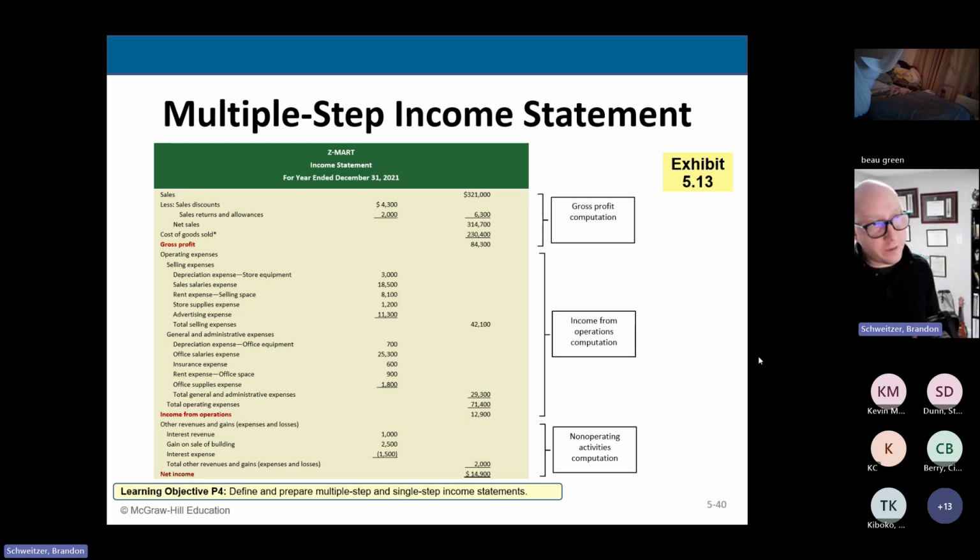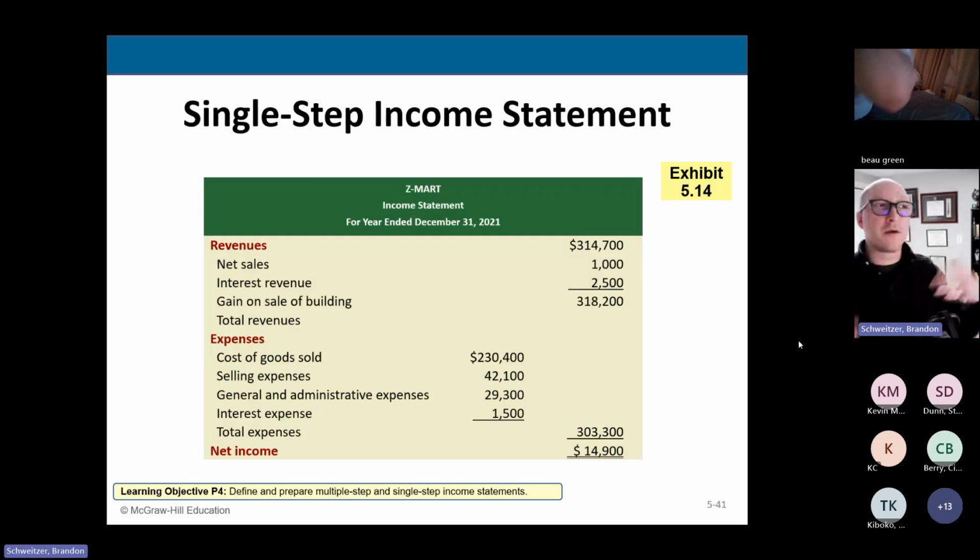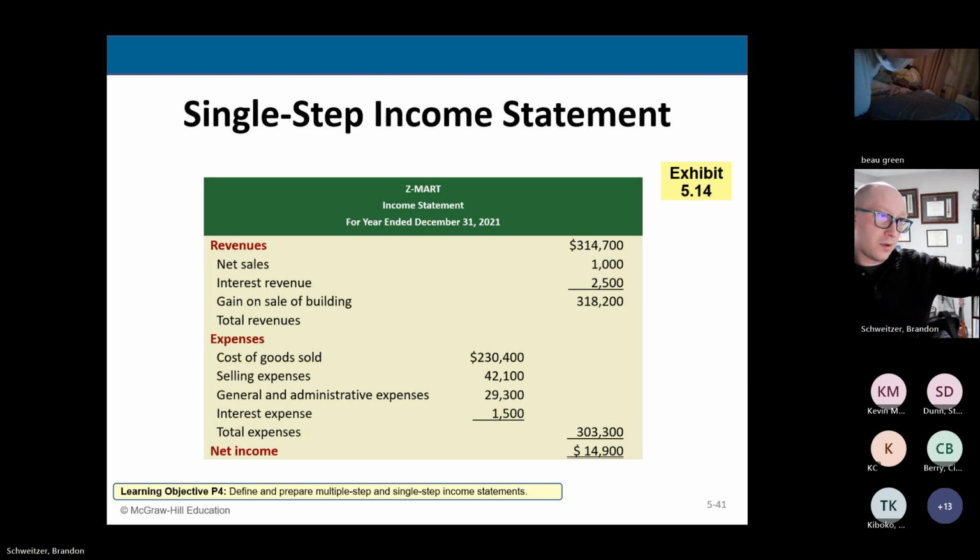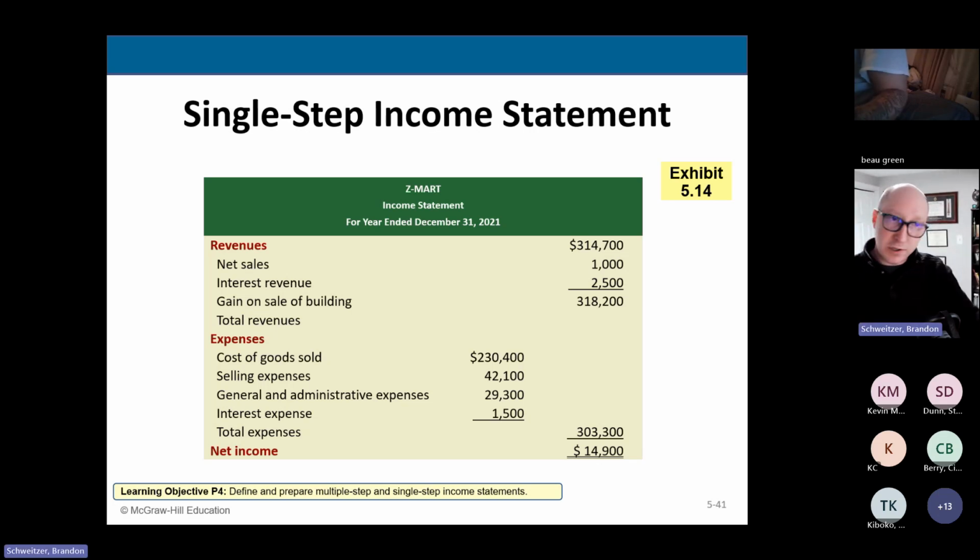which is a lot different than our single step income statement, where we just have our revenues. We add up all our revenues to get the total revenue, and we list out all of our expenses, which includes cost of goods sold, to get total expenses. Total revenue minus total expenses equals net income. That's one step. Very simple.